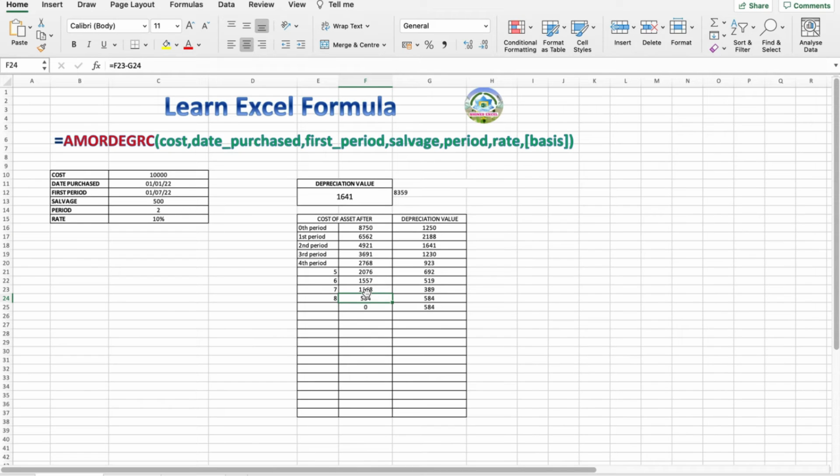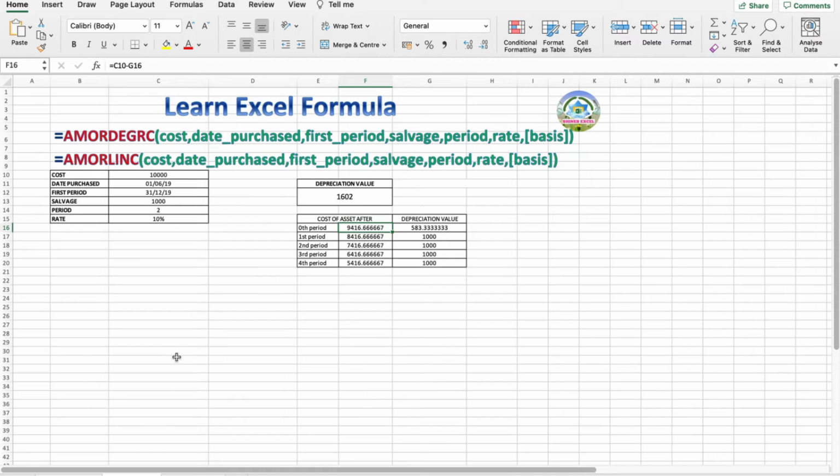This is the calculation of the depreciation value using this formula. So if you want to resell any product, or anyone wants to buy it second hand, they will use this formula for calculating it, especially in the French accounting system. As we saw before, it is not in use now. Now let's move on to AMORLINC. Both are the same and both are used for calculating the depreciation value, with only a small difference.